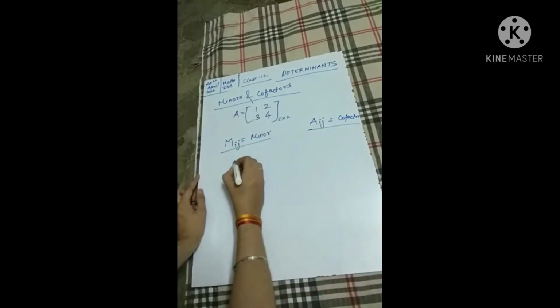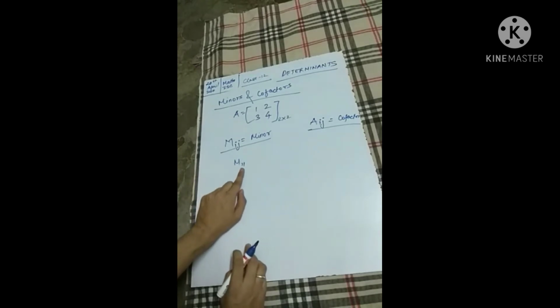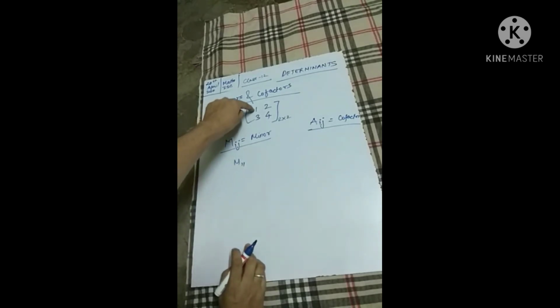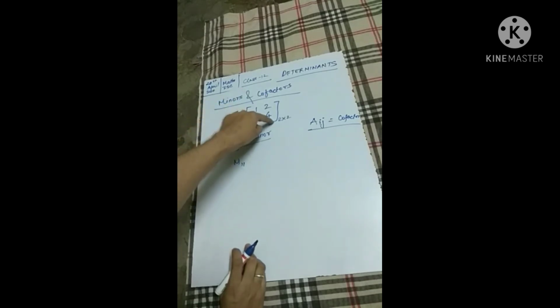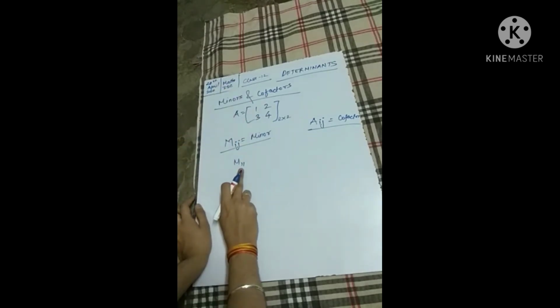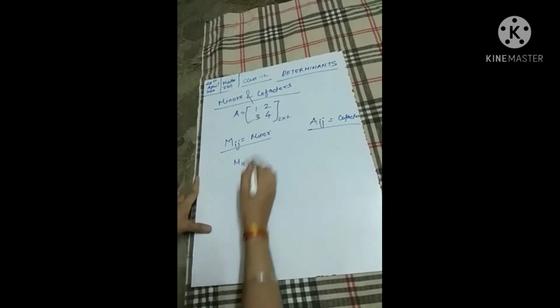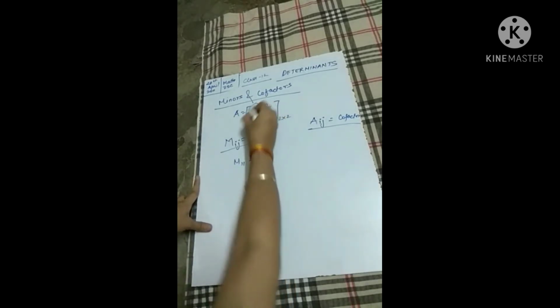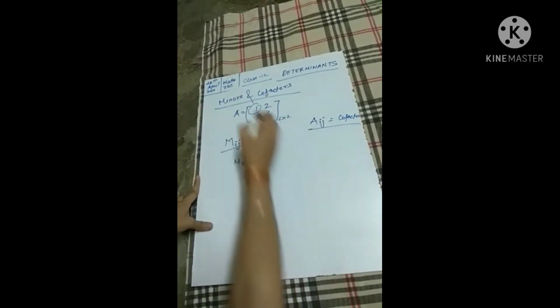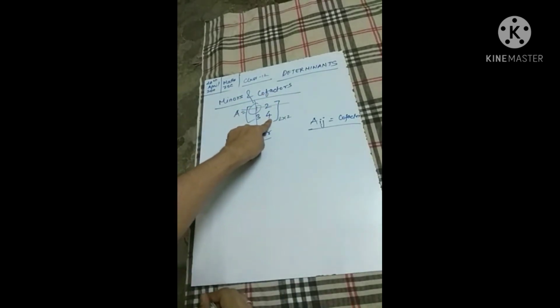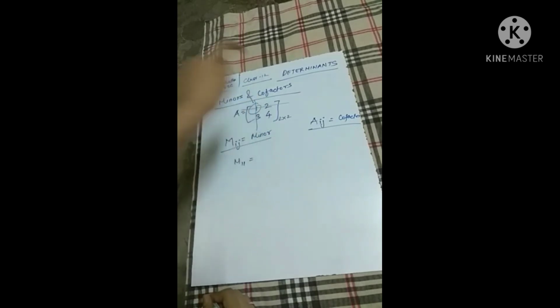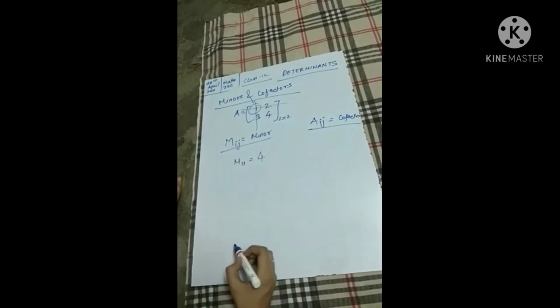How we find? First of all, M11. What do you mean by M11? This is the minor of this one. This is M12. This is M21. This is M22. So we find M11. This M11 is for this one. If you skip this one and this one, this is the downside of one, that means the inferior of one. So hence this is the minor. So M11 is equal to 4.